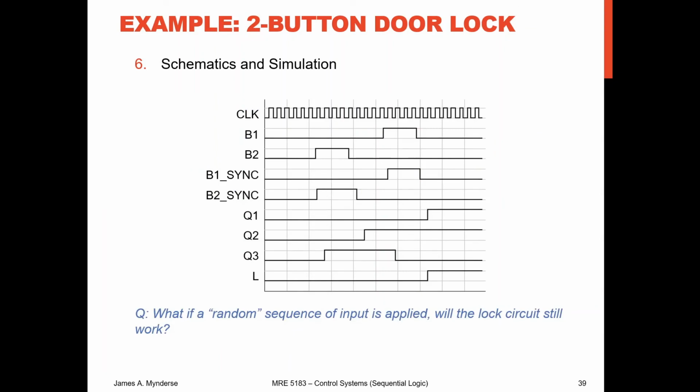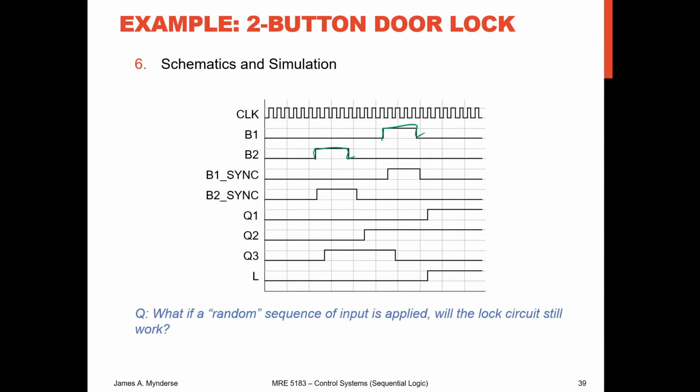So what happens when we run this with our timing diagram here? So we've got our clock signal. Whoops, I forgot this was not animated. Okay, so we've got our clock signal going on. Notice that B2 goes, B1 goes, and so these have to be synchronized.